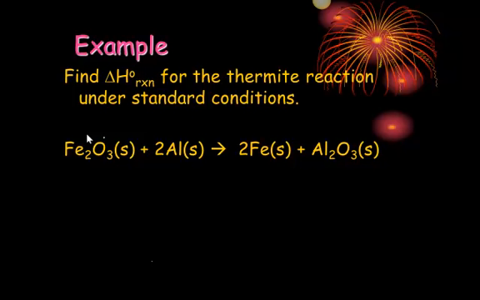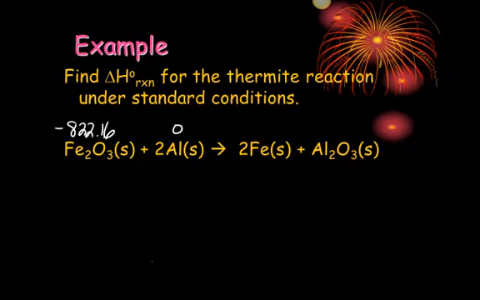The reference tables can be found in the back of your textbook. Using the reference table, I looked up the standard enthalpy of formation of the iron 3 oxide, which is negative 822.16. What I like to do is write that above the reaction to keep track of what's going on. Now, aluminum is in a standard state. Aluminum's standard state is the solid phase, so the standard enthalpy of formation for aluminum is going to be 0.